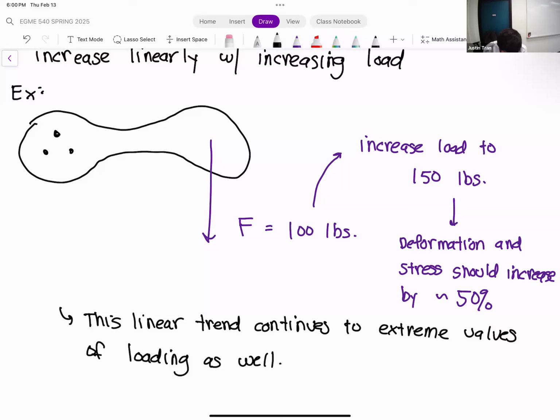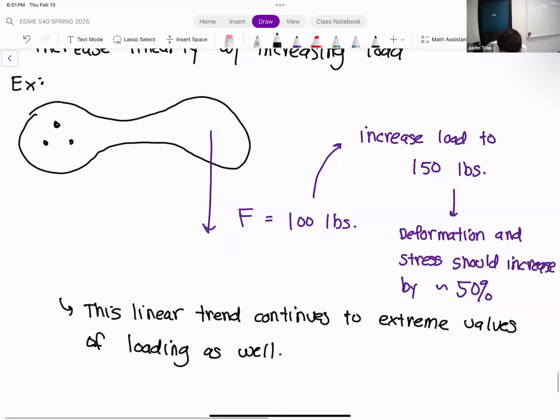So the lower end of the spectrum, we're not too worried about, and so you can reduce the loading down to something that's very small. And that's usually not a problem, but the issue is usually when you increase by very large amounts. Okay?